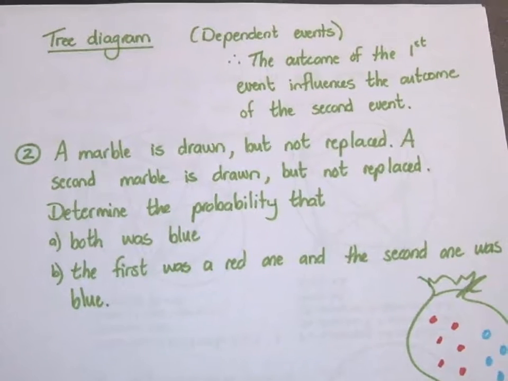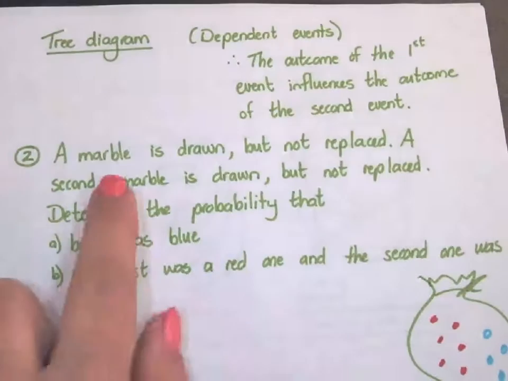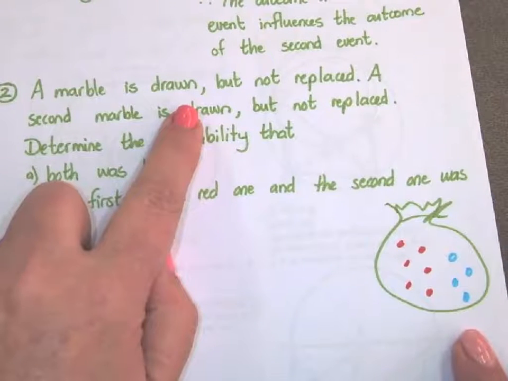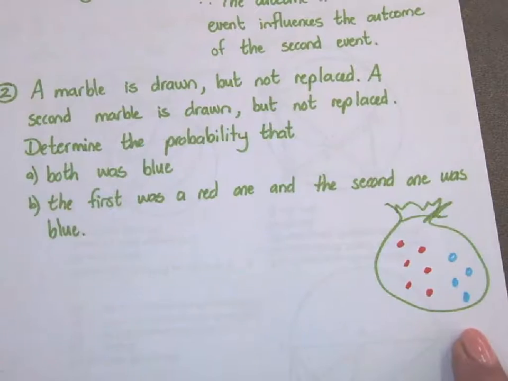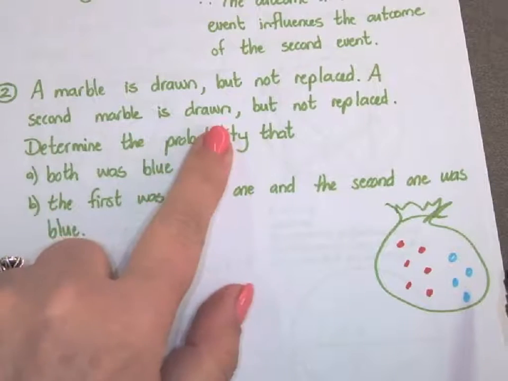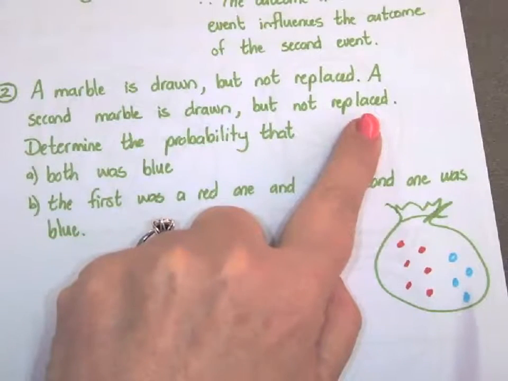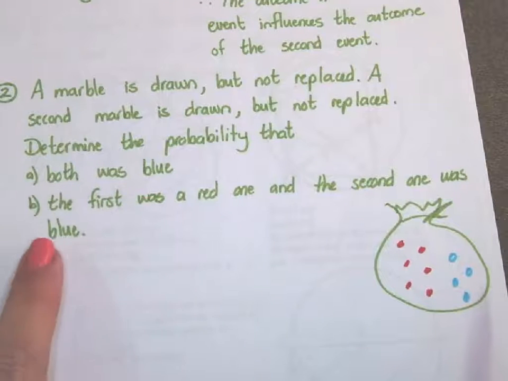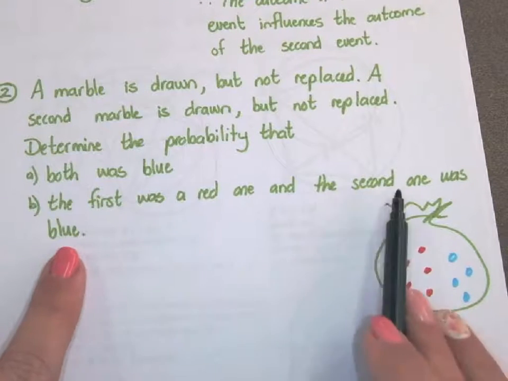Now you must concentrate because they say a marble is drawn from a bag but not replaced. So once you have taken the marble, you keep it. That means that the number of marbles of that color decreases, and the total in the bag also decreases. A second marble is drawn but not replaced. Determine the probability that both were blue, and that the first was red and the second was blue.